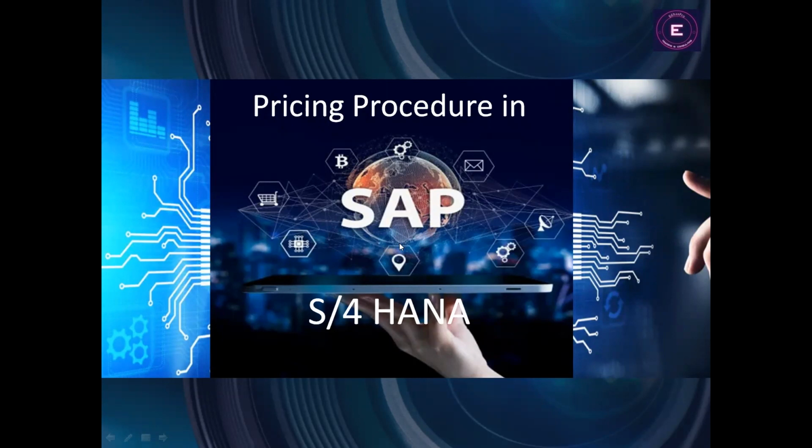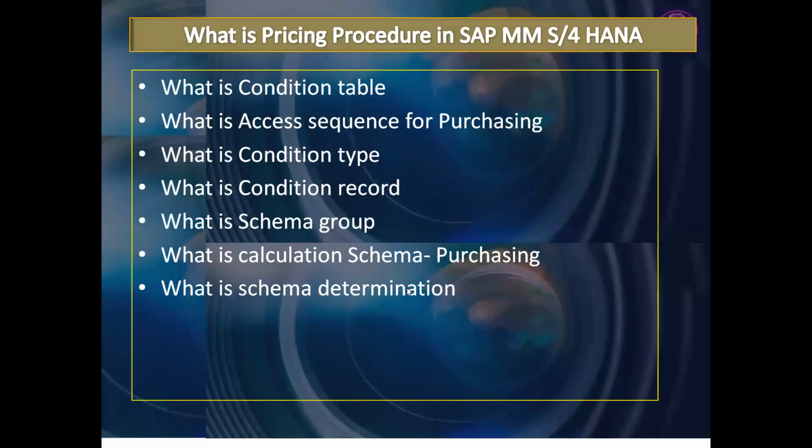When we start pricing procedure, we should know the below points, and they should be very clear to everyone. What is a condition table? What is an access sequence for purchasing? What is a condition type? What is a condition record? What is a schema group? What is a calculation schema for purchasing? And what is schema determination? Before starting all these, let's talk about the pricing procedure.